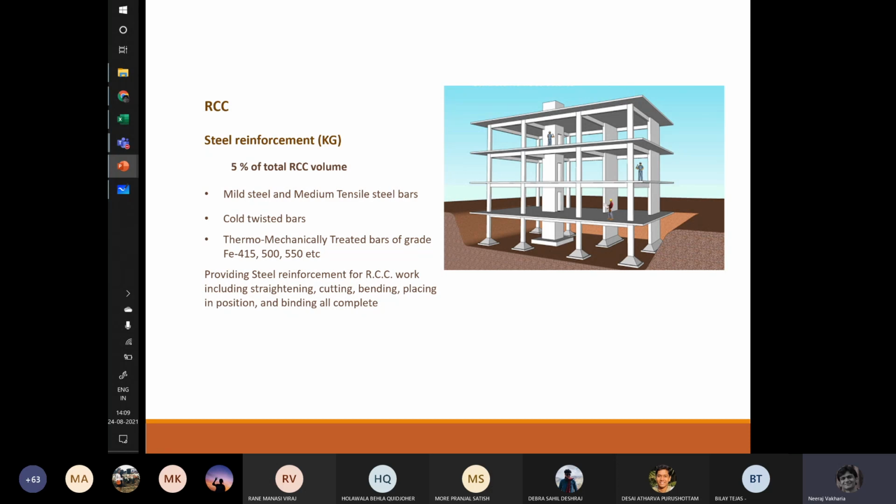Does anyone have any doubt, anything regarding this RCC? Any items they might have in their project which they think they need specification for? We can develop it right here.